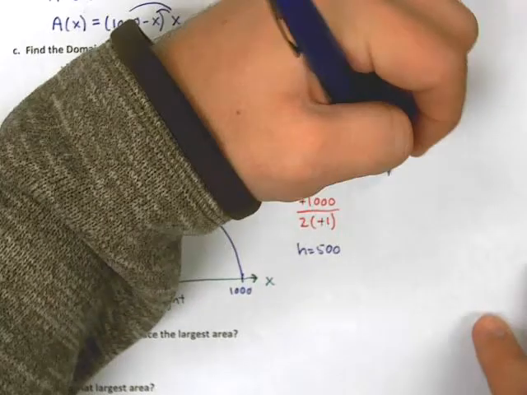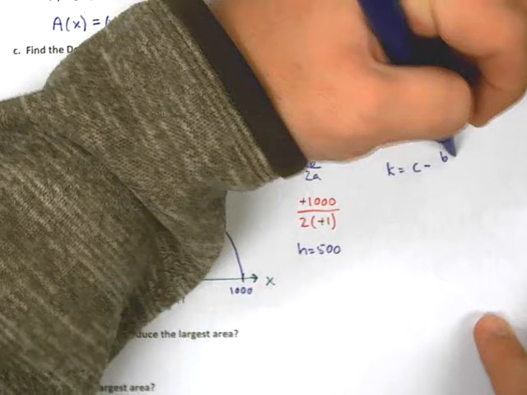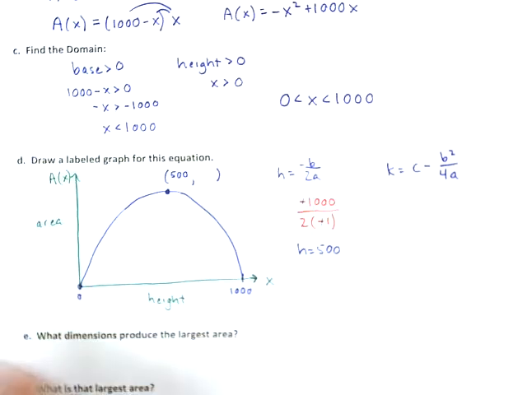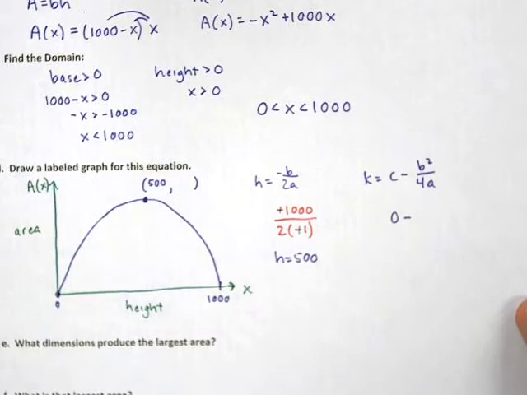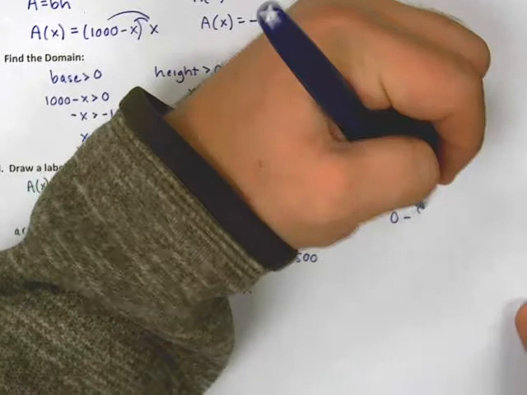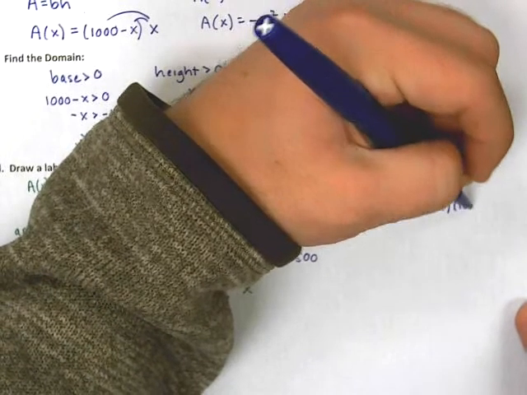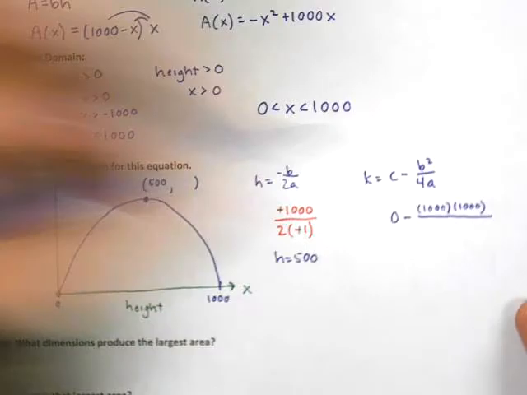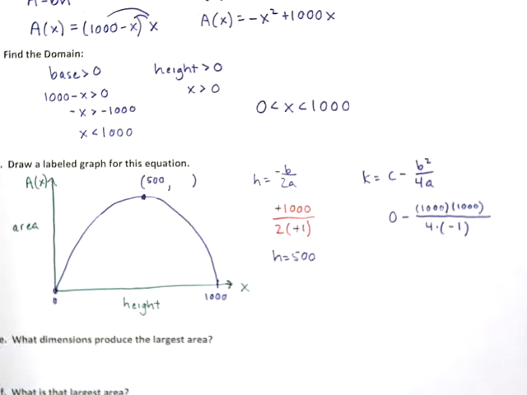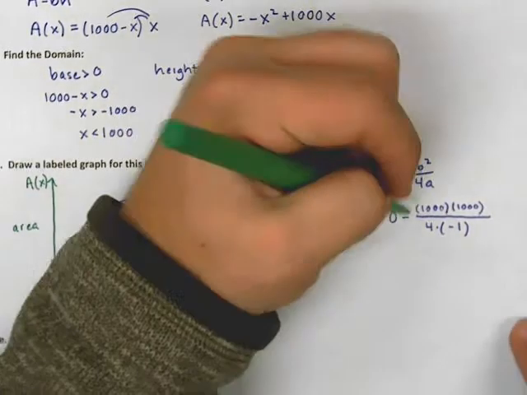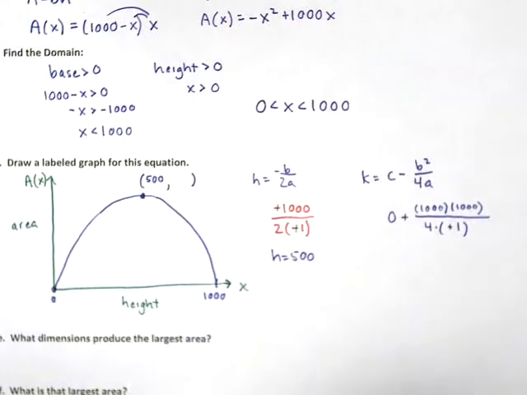Now for K, c minus b squared over 4a. Well, c is 0. b is 1,000. So 1,000, 1,000, and 4 times negative 1. Let me put that in parentheses, sorry. Okay. Well, once again, negatives are going to cancel, so that's nice. This can get a little messy. It shouldn't get messy. I don't want you to make it messy. I know it's big numbers. This is doable. You guys can do this.